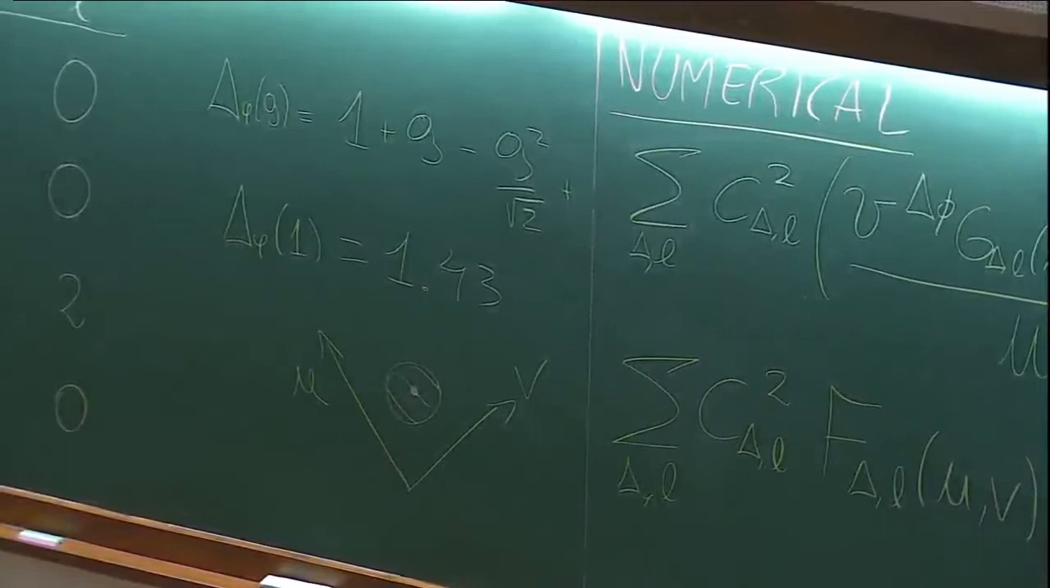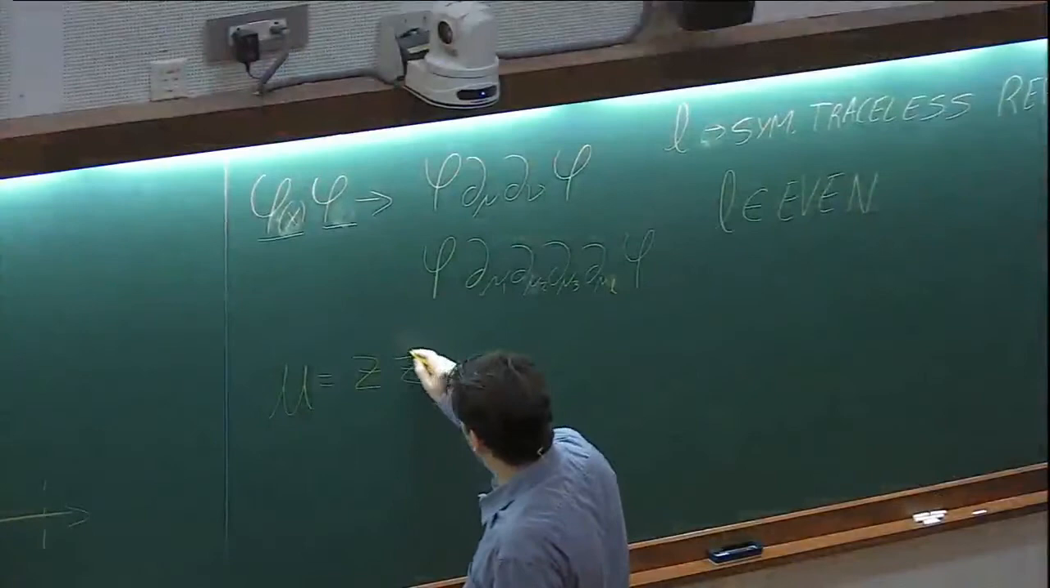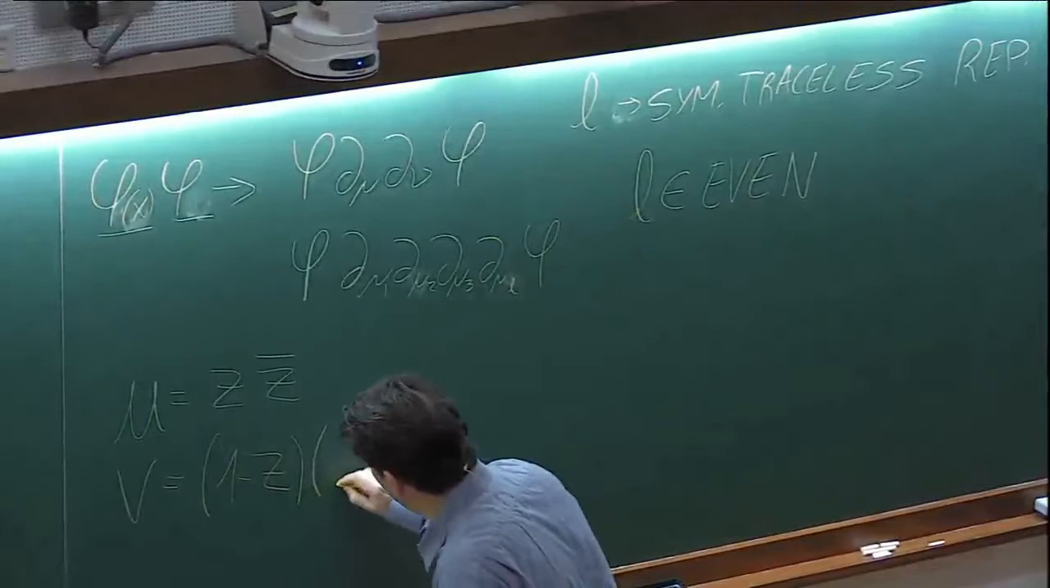Yeah, so let me, if you remember, thank you for the question. I didn't know whether to answer it or not, but now, thank you. We introduced coordinates in which U is equal to z z bar, and V is equal to (1 - z)(1 - z bar). We will come back to these equations.